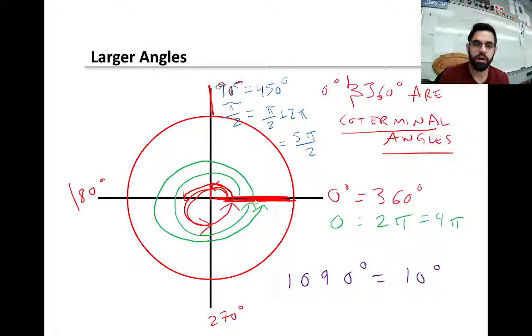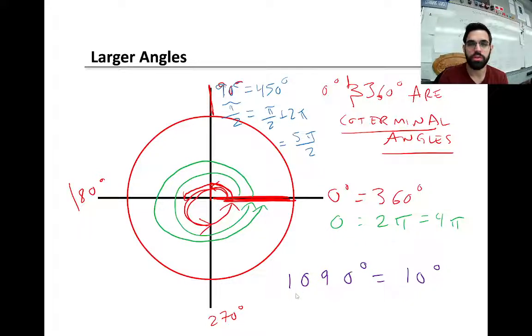If we add 2 pi on top of 2 pi, we get 2 full rotations around the unit circle. So we could also say that 4 pi is coterminal to 2 pi and 0. 4 pi would be doubling 360, that would be 720 degrees. So we could also say that 720 degrees and 360 degrees and 0 degrees are all coterminal angles. And we could do this all day.